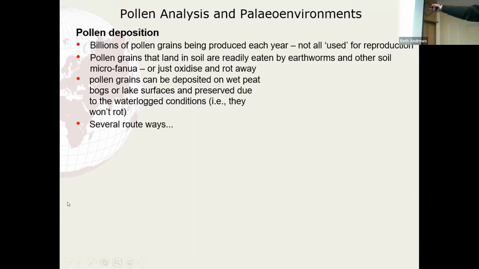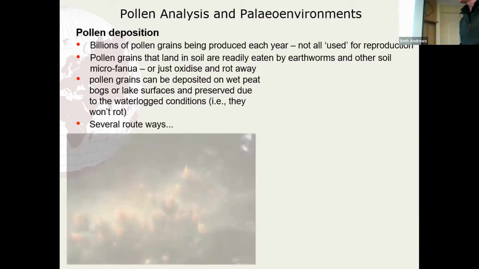Pollen grains that land in the soil are readily eaten by earthworms and other soil microfauna, or just oxidized and rot away. But some pollen grains will be deposited on wet peat bogs or lake surfaces, and because of those waterlogged conditions, they are preserved. Yeah, they do not rot. The waterlogged environment preserves them intact. And there are several routes that pollen can take to land in those waterlogged conditions.